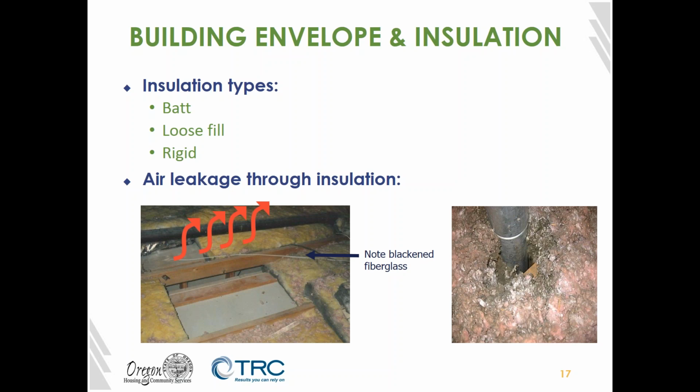So different types of insulation you may run into are batt, which is the standard fiberglass sheets, such as this picture here. Loose fill, which is this picture here, although it's a little hard to see, which can be fiberglass or cellulose, or rigid, which tend to be foam sheets.